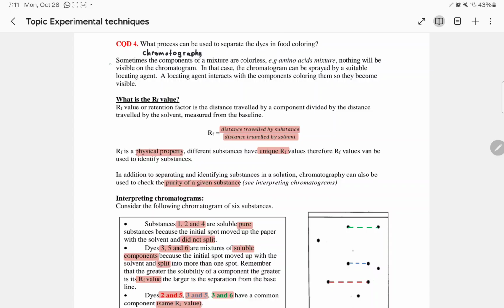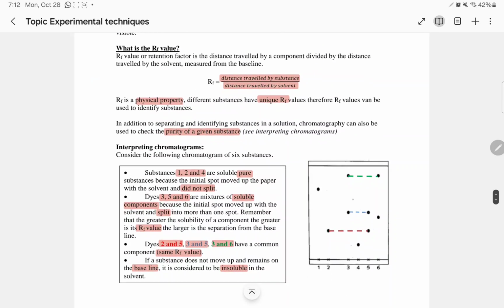Sometimes when you have colorless substances, like amino acids, they're sprayed with a locating agent, which interacts with the components, making them colored so they're visible. RF is the retention factor. It's a value that's measured: distance traveled by substance over distance traveled by solvent. It's a physical property, and each substance has a unique RF value.